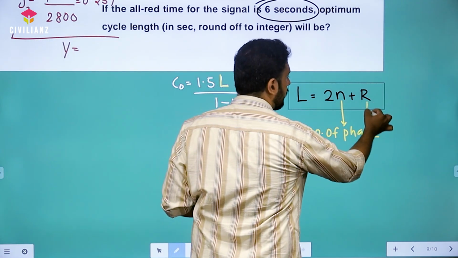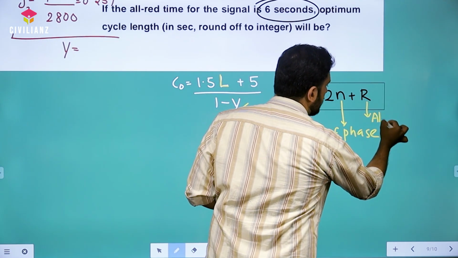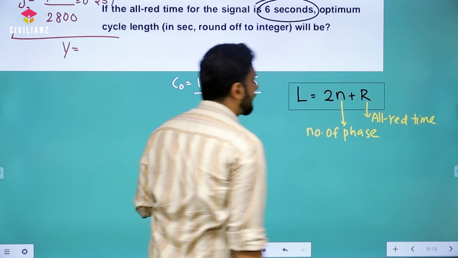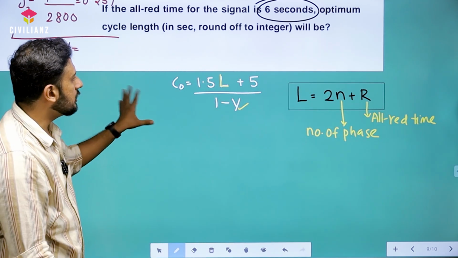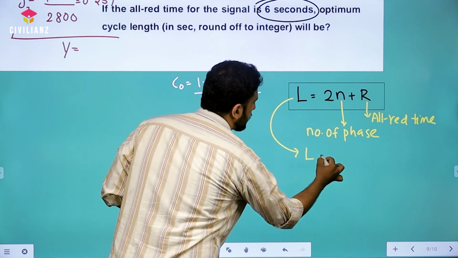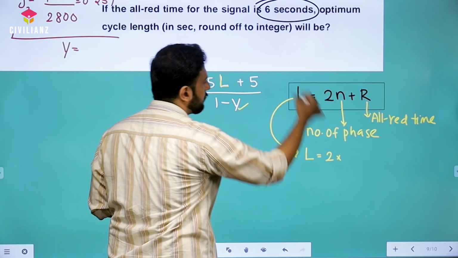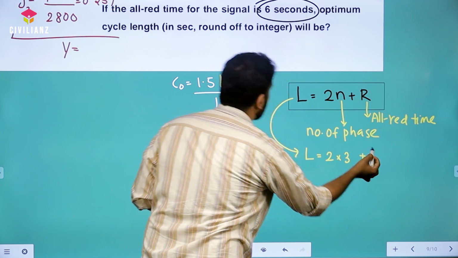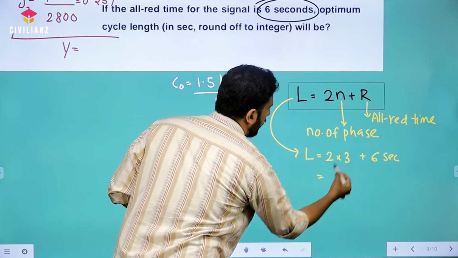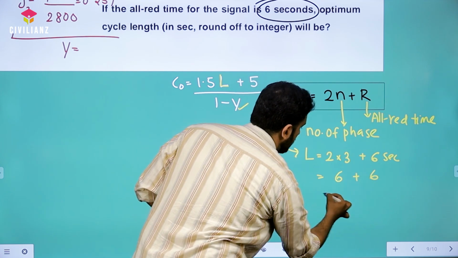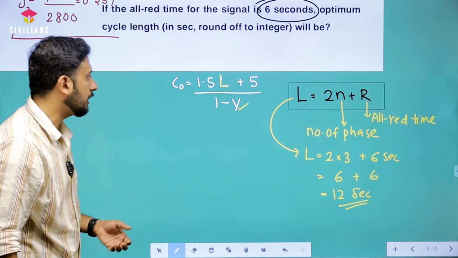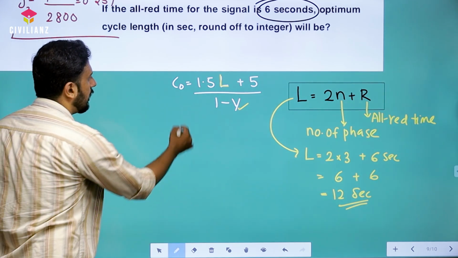Then what is this r? You might have already understood that this is nothing but the all-red time. So in this particular question, how much will L be? If you substitute, L is equal to 2 into the number of phases, which is 3, plus the all-red time, which is given as 6 seconds. So 2 into 3 is 6, plus 6, it's going to be 12 seconds. That's it. Got it, guys? So go back to the question and substitute there.